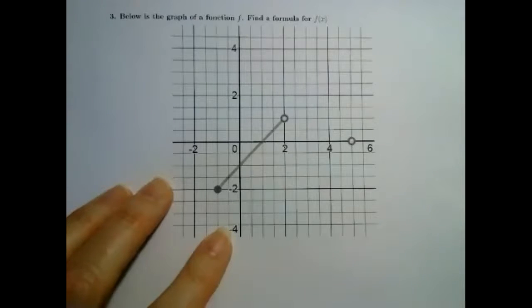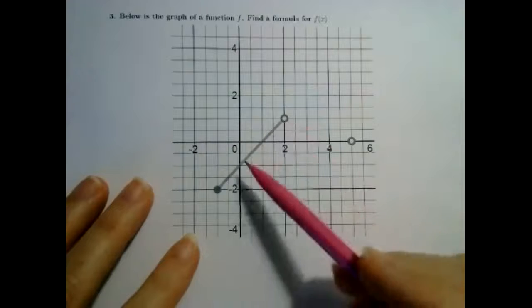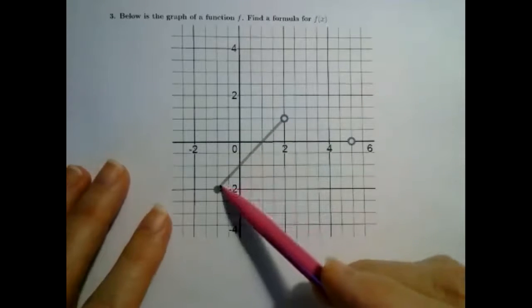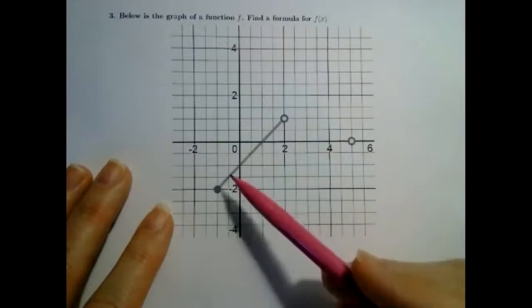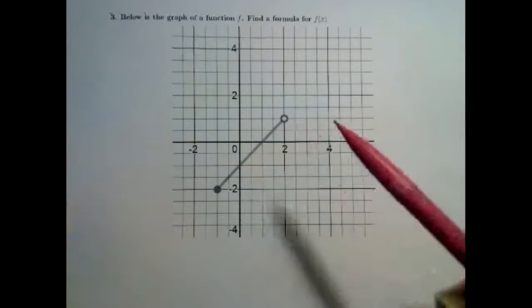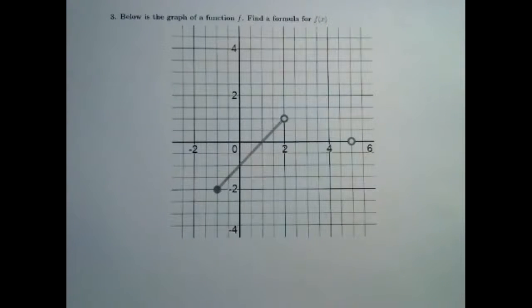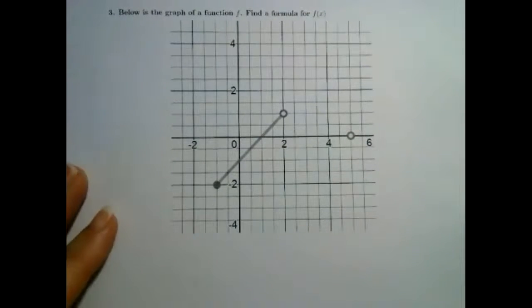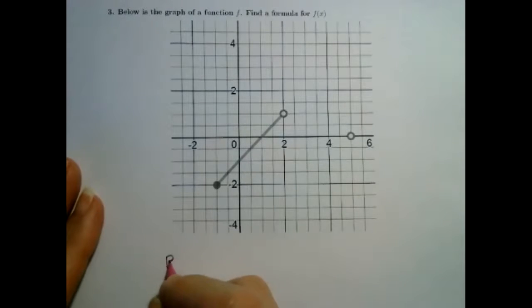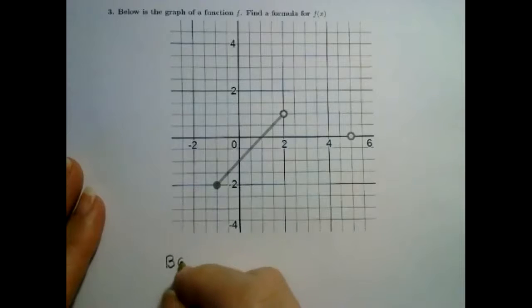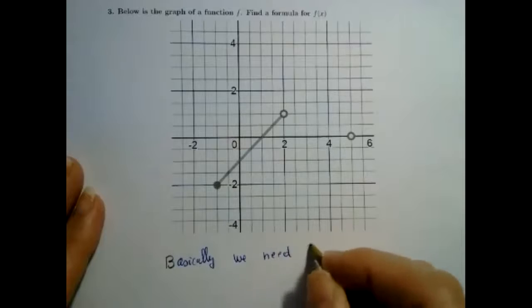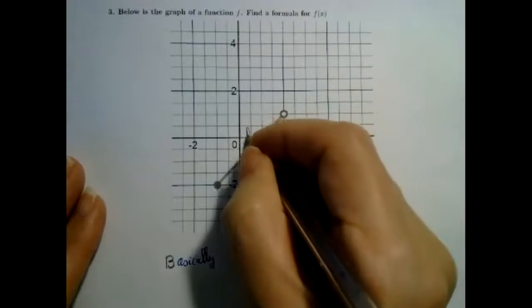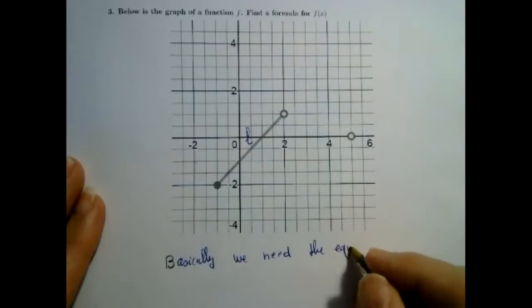Now, if I look very carefully at this graph, how can I find a formula? If I look at this piece, this is just a line, no more, no less. So I'm going to find the equation of this line. And then we're going to talk a little bit about the domain, because the domain is a bit problematic here. So let us find a formula for this function. Basically, we need to find the equation of the line for the beginning. Let me call this line L, so you know what I'm talking about. We need the equation of the line L.